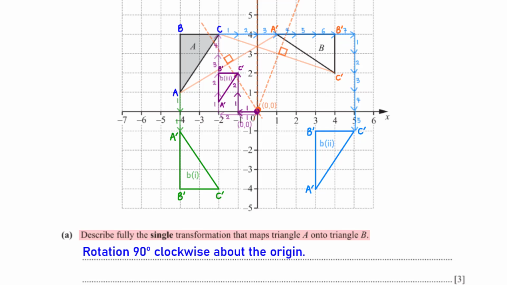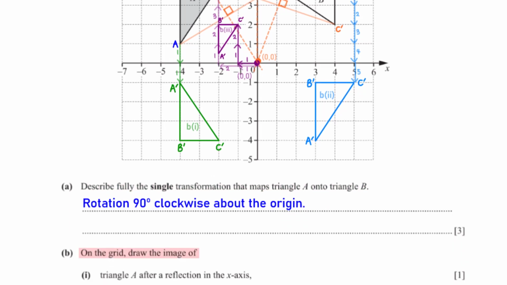For a 90-degree rotation, the way to determine the center of rotation is this. We connect at least 2 corresponding points on both triangles. Then we draw the perpendicular bisectors of these lines. The intersection point of the bisectors is the center of rotation, which in this case is the origin. And so the full description for the transformation would be rotation 90 degrees clockwise about the origin.